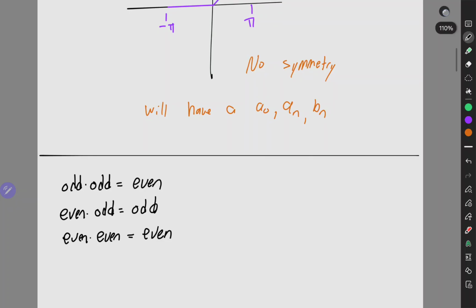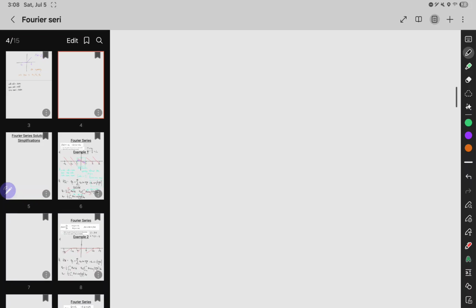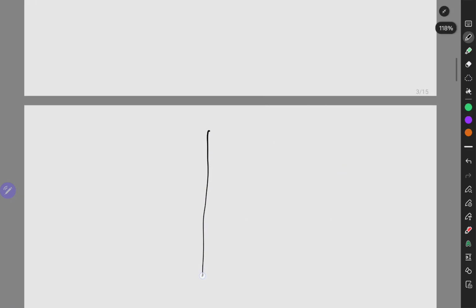Let me do one more quick example. Let me see if I can find one. Okay, that's a good one. Okay, let's do this one. Let's say we have the function 1 minus the absolute value of x, period negative 1 to 1, so then period's 2, length is 1.